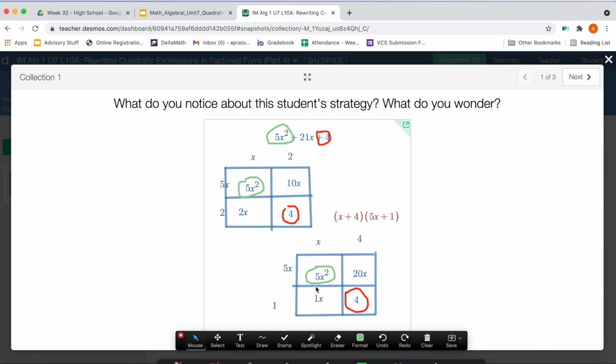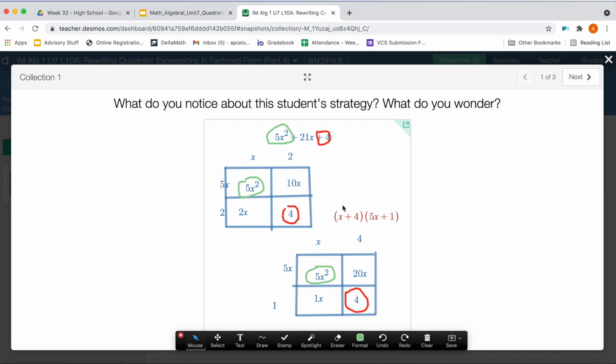And then they were able to notice 1 times x and 4 times 5. What would happen if they reverse this? If they put the 4 here and the 1 here? Well, they wouldn't have been able to add up to 21, so they might have had to try another combination. And that may happen in situations. So students may have to try many combinations before they find the correct factors.